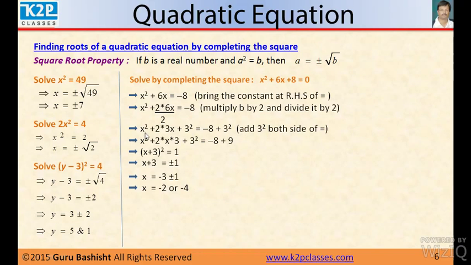So here you see x square plus 2 into a into b plus b square. This is a plus b whole square actually. So the left hand side becomes x plus 3 whole square equal to 1, and this side becomes minus 8 plus 9, that is 1. So x plus 3 equal to plus minus 1. Bring 3 to the right hand side of the equal to, so minus 3 plus minus 1. So x equal to minus 2 or minus 4.